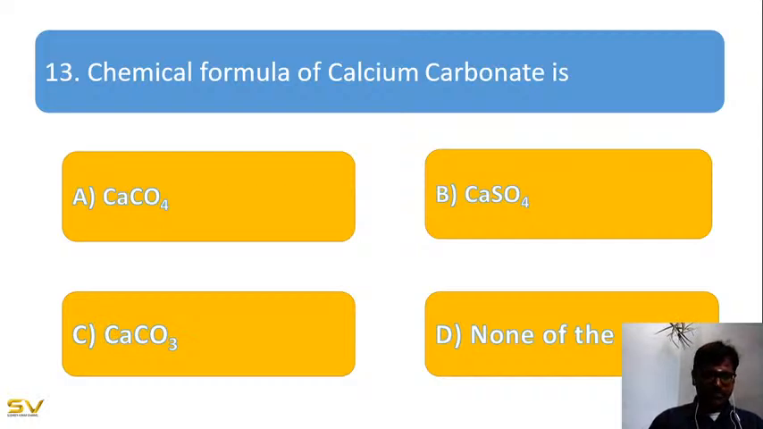Calcium carbonate. See, when acids react with metal carbonates, we get salt, water, and carbon dioxide. When this carbon dioxide is passed through lime water, it turns milky white. So this is what we call calcium carbonate. We will be getting that. So what is the calcium carbonate formula?